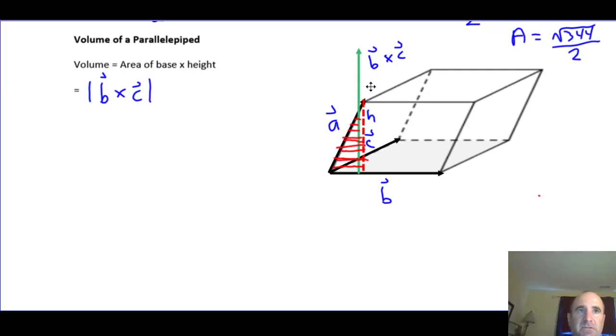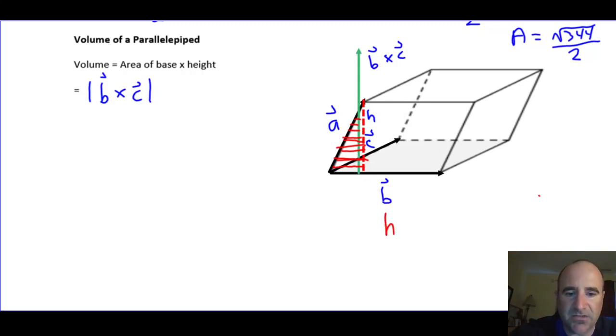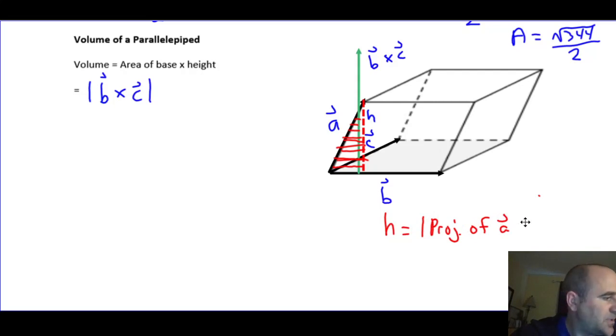And even if B crossed with C happens to go in the opposite direction, that doesn't matter, because based on our definition of projections, the projection of A onto B crossed with C is still going to be the vector that represents the height. So what we can say is that the height is really just the magnitude of the projection of A onto B crossed with C.